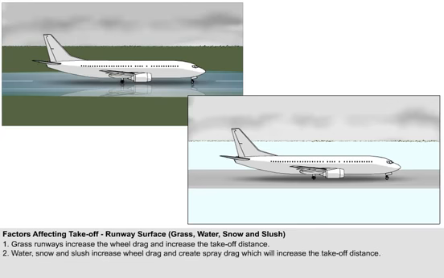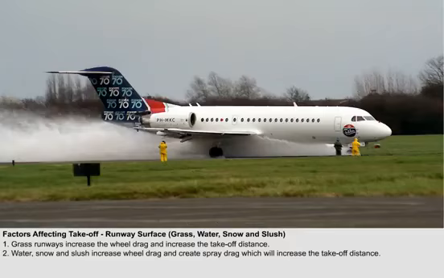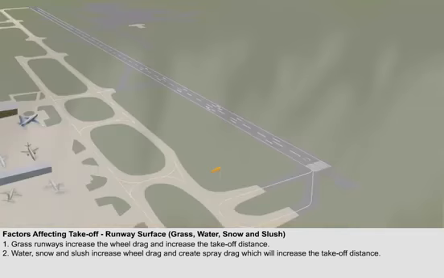Standing water, snow, and slush behave in a similar manner to the effect of grass in that they create additional drag as the wheels pass through them. But they also create additional drag as the spray from these substances impinges on the aeroplane. This is known as impingement drag. The greater the thickness of these substances, the greater the impingement drag, and therefore the greater the increase in the takeoff distance. In fact, there may be so much contamination on the runway that the acceleration of the aeroplane is insufficient to safely get it airborne before the runway runs out.